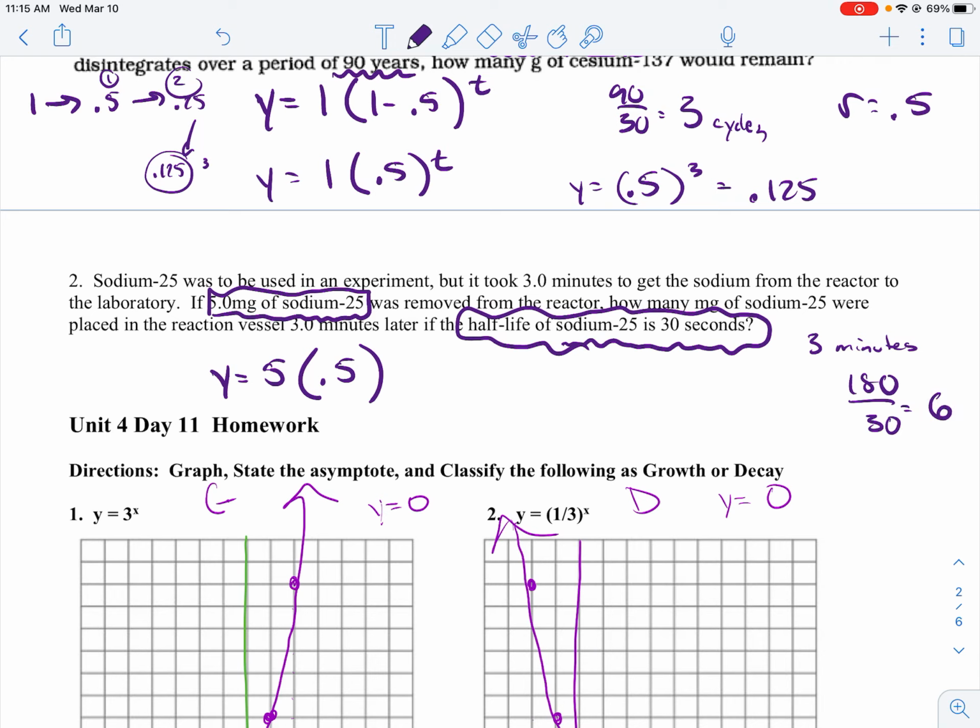So how many cycles is it going to go through? 6. And so 5 times 0.5 raised to the 6th power, we're going to have 0.078125 milligrams left of this sodium when we get to the laboratory, which isn't a whole lot. So maybe he should have grabbed a little more. Okay?